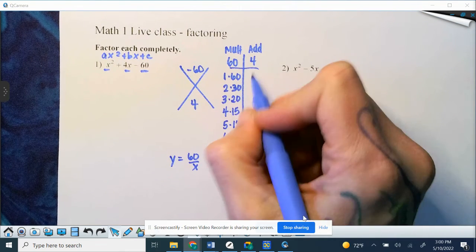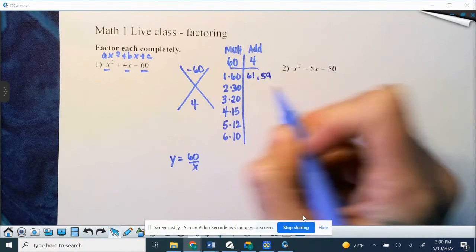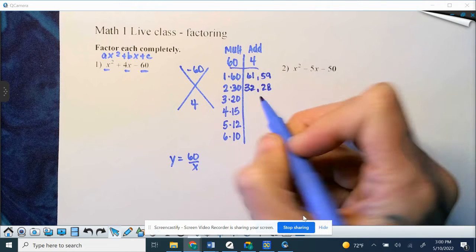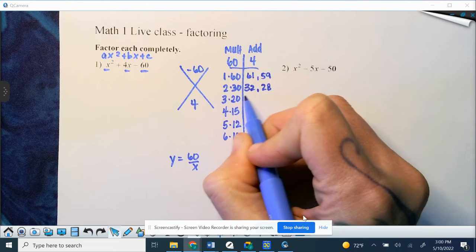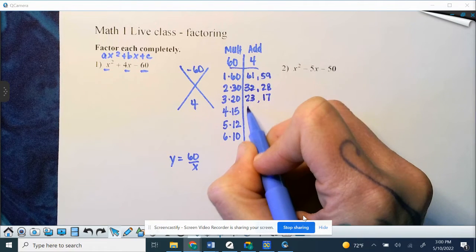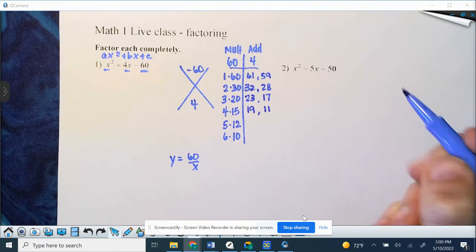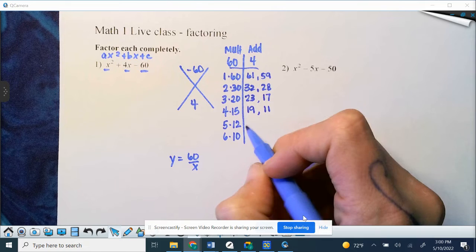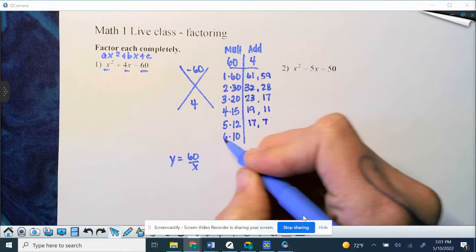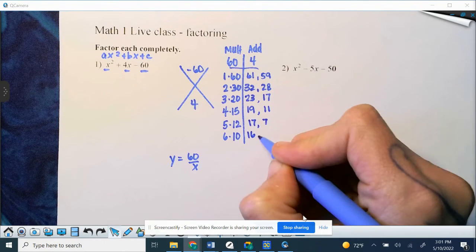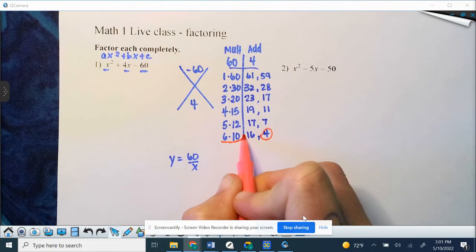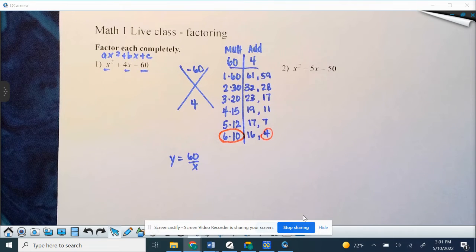So 60 and 1 is going to be 61 or 59. 30 and 2 is going to be 32 or 28. If one of them was negative, that's where I would get the 28. So adding or subtracting at this rate. So 3 and 20 would be 23 or 17. 4 and 15 are going to be 19 or 11, if I added or subtracted. 5 plus 12 is going to be 17. 12 minus 5 is 7. 6 plus 10 is 16, and then 10 minus 6 is going to be 4. And the number you're looking for is that 4. So this is going to be the set of numbers that work, that multiply to give me 60 and add or subtract to give me 4.